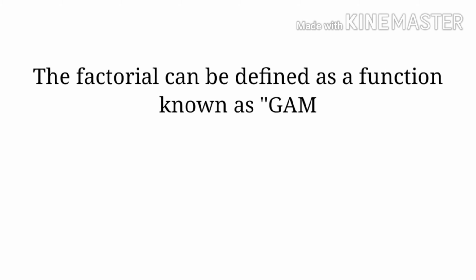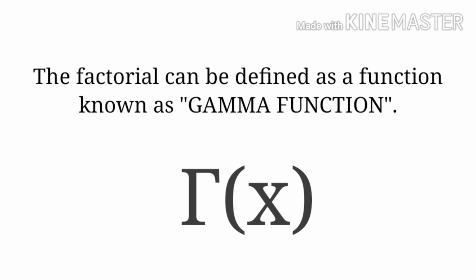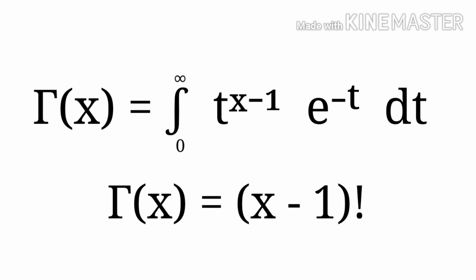The factorial can be defined as a function known as the gamma function. The notation for it is gamma of x. Now we will define the gamma function. So gamma of x is equal to the integral from 0 to infinity of t to the power x minus 1 times e to the power negative t dt. This equation is equal to (x minus 1) factorial.